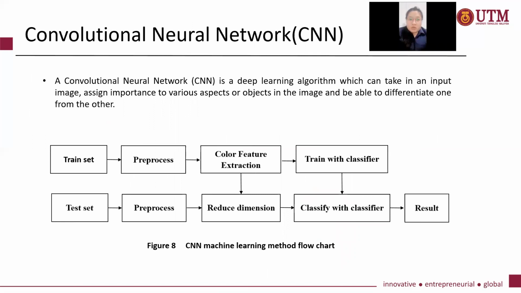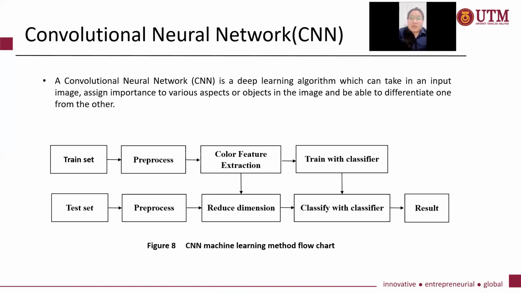Convolutional neural network, CNN. A CNN is a deep learning algorithm which can take an input image, assign importance to various aspects or objects in the image, and be able to differentiate one from the other. Figure X shows the entire process of the CNN algorithm approach, which is divided into two parts, train set and test set. Basically, the images obtained from different sources were of different dimensions and sizes. Therefore, all images need to be resized to one standard dimension.